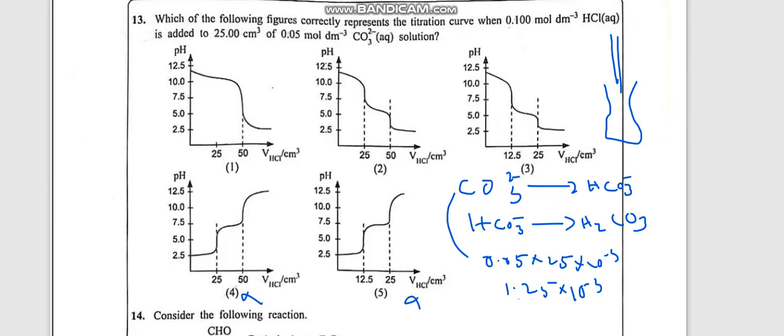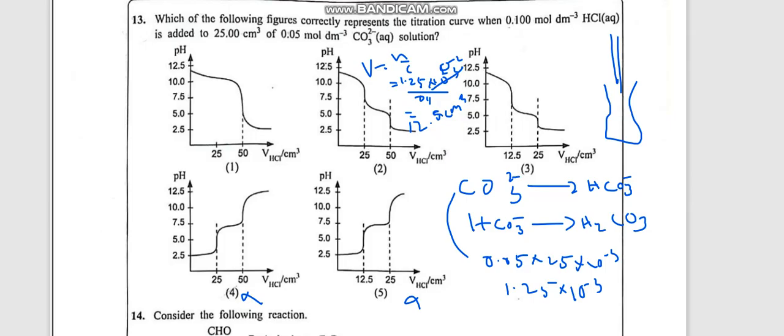So we'll find the volume of HCl you need for the first equivalent point. Volume is equal to moles over concentration. Moles is 1.25 into 10 to the power minus 3. Concentration is 0.1, so that is 10 to the power minus 1. So this will become 1.25 into 10 to the power minus 2, that means 12.5 into 10 to the power minus 3 decimeter cube, that means 12.5 centimeter cube. So I found the volume of HCl required for the first equivalence point, that is 12.5 centimeter cube.